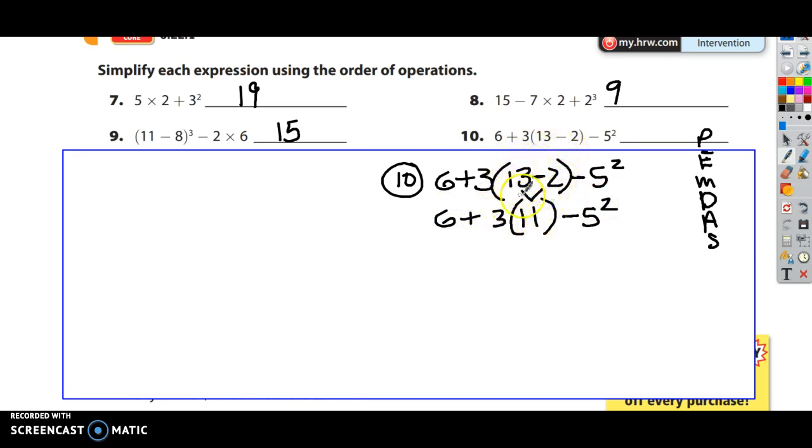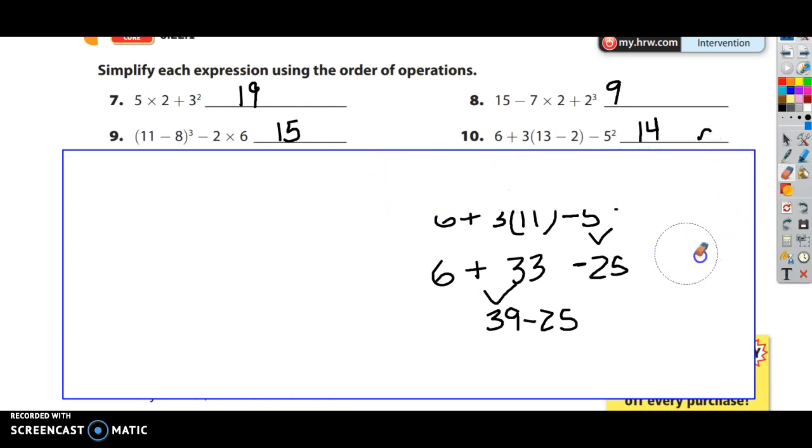Now, this looks like parentheses, but actually 3 in parentheses next to 11 means multiply. And before multiply is the exponent. So I'm going to do 5 squared first. That's 25. And then right after that, I can do 3 times 11, which is 33. And then I'm going to add 6. And now that I've got add and subtract, they go together. They're the last step. 6 plus 33 is 39. Minus 25 is 14. The answer to number 10 is 14.